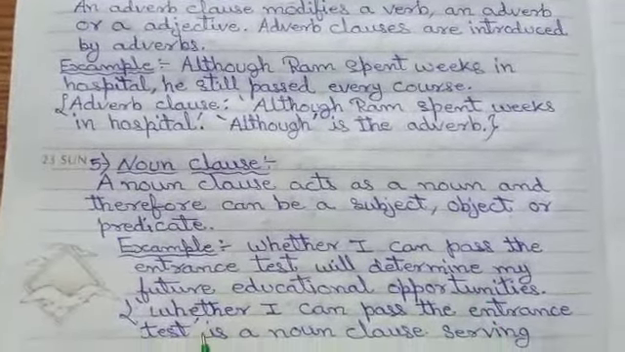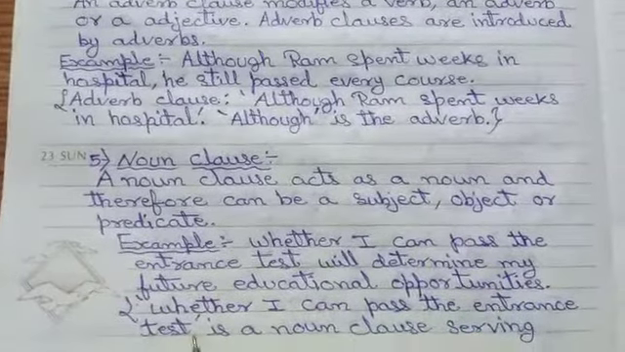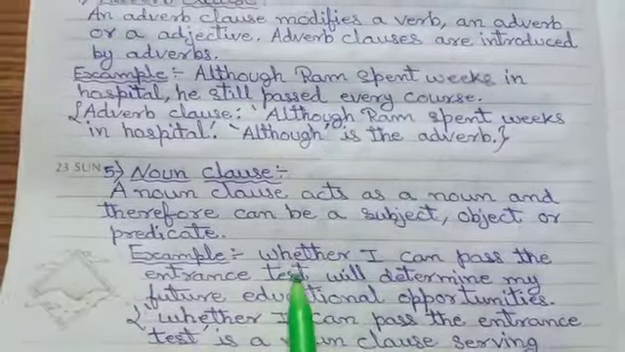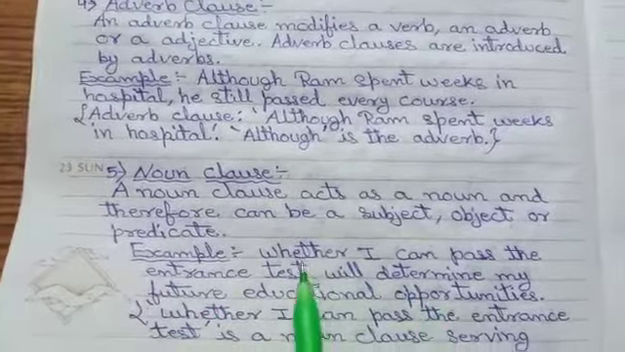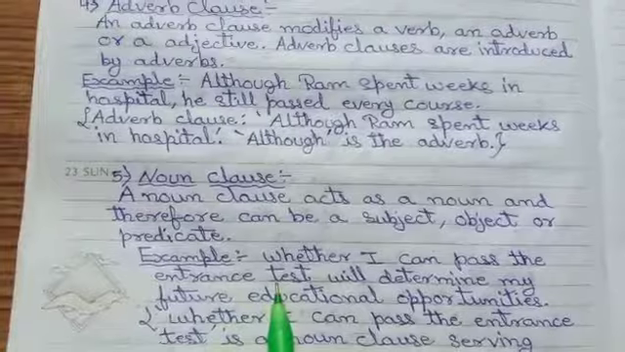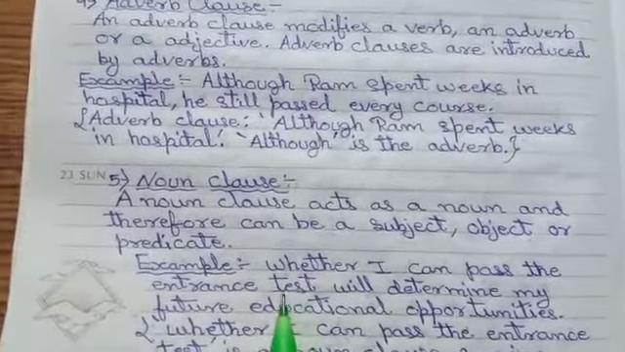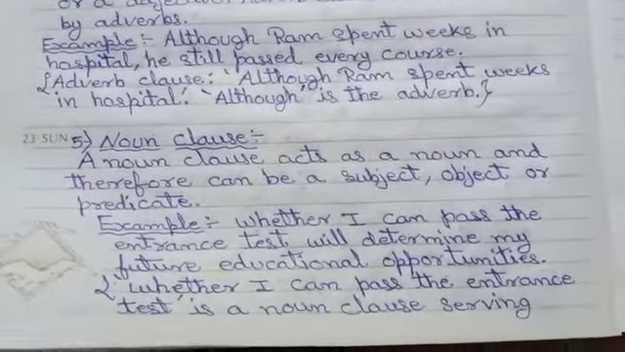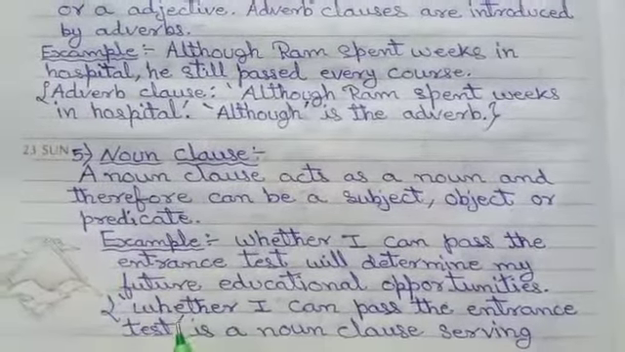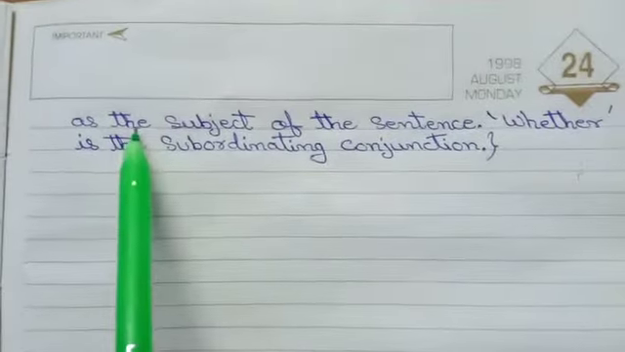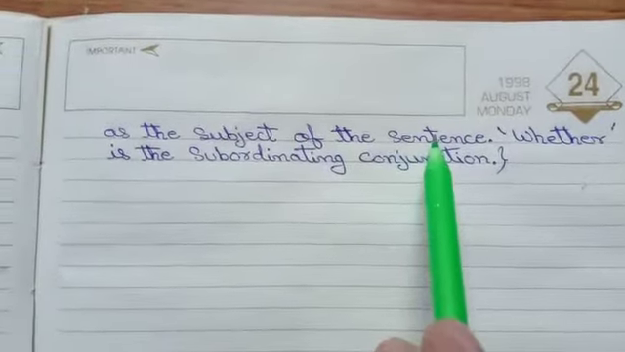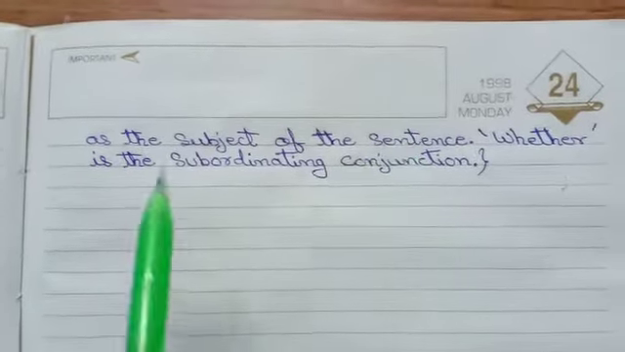Now see the explanation of that example. "Whether I can pass the entrance test" is a noun clause. In this sentence, "Whether I can pass the entrance test will determine my future educational opportunities," the part up to "test" is a noun clause, serving as the subject of the sentence, and that clause serves as a subject of the sentence.